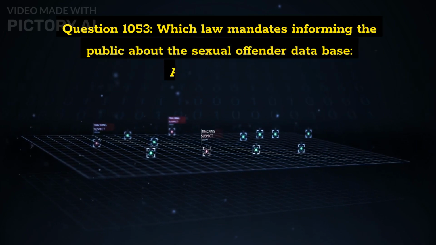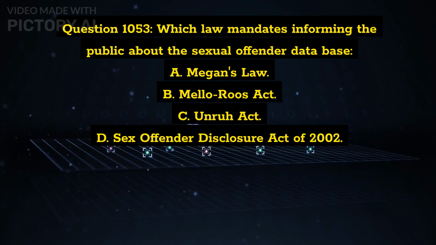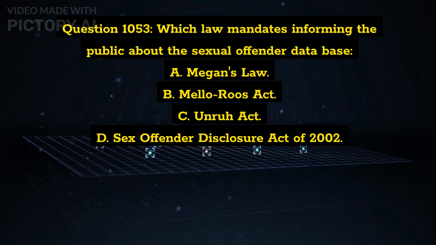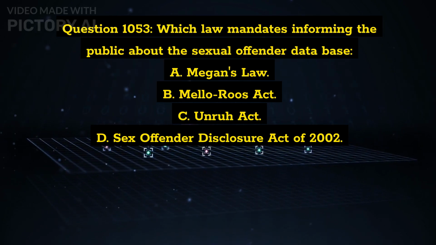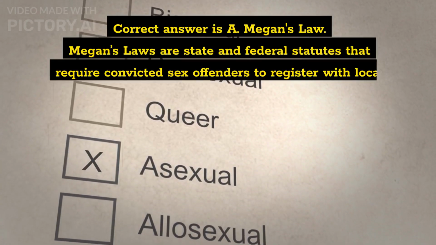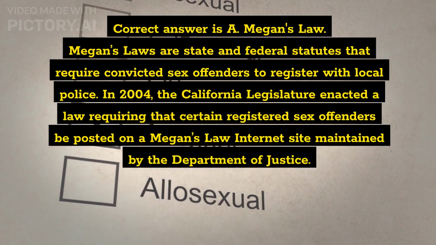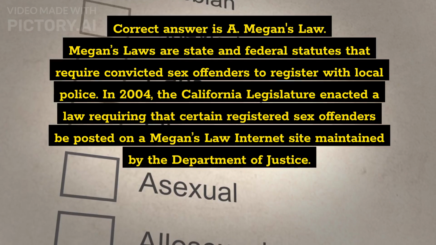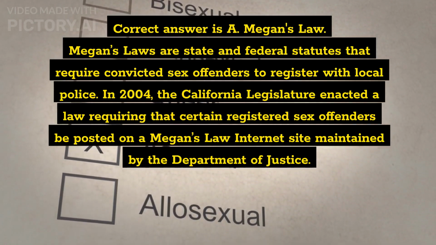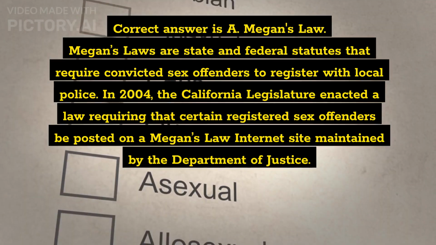Question 1053. Which law mandates informing the public about the sexual offender database? A. Megan's Law. B. Melrose Act. C. Unruh Act. D. Sex Offender Disclosure Act of 2002. Correct answer is A. Megan's Law. Megan's laws are state and federal statutes that require convicted sex offenders to register with local police. In 2004, the California legislature enacted a law requiring that certain registered sex offenders be posted on a Megan's Law internet site maintained by the Department of Justice.